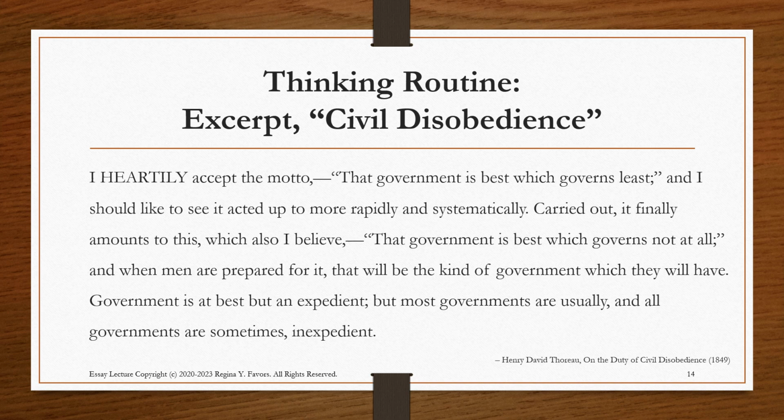So here's the thinking routine: sentence, phrase, word. Here is the source. It is Henry David Thoreau on the duty of civil disobedience, written in 1849, 19th century.